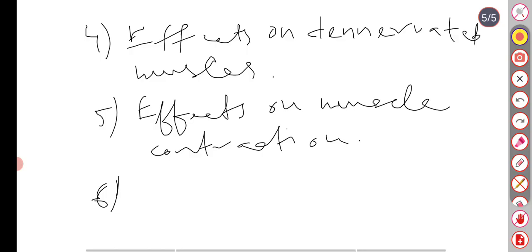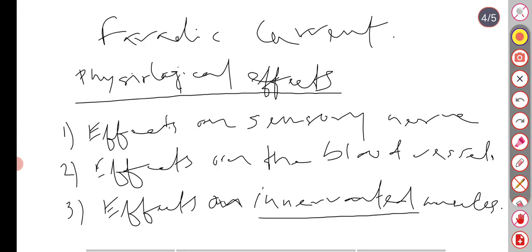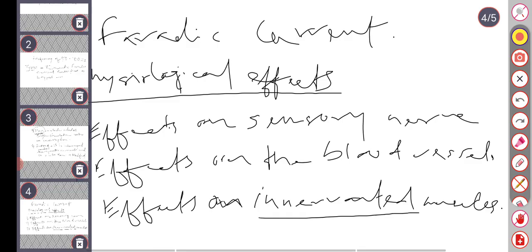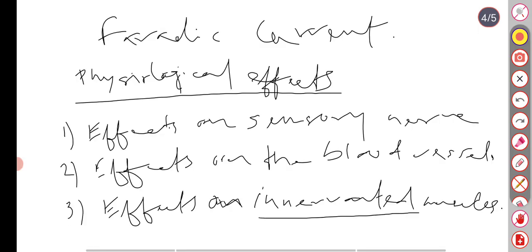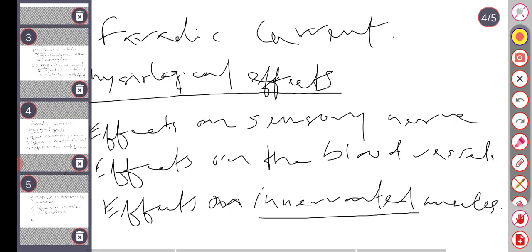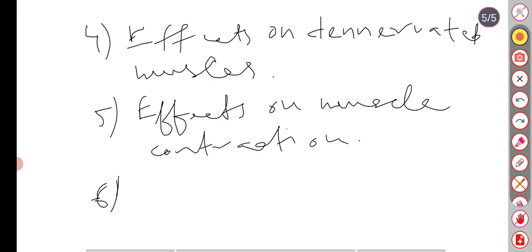So these are the basic physiological effects of Faradic type of current which are used in our day-to-day physiotherapeutic treatment. We have to study the details of these physiological effects later. First of all, we will know the basics, then we will study the deeper portion of Faradic type of current. The main physiological effects are five: effects on the sensory nerve, effects on the blood vessels, effects on the innervated muscles, effects on denervated muscles, and effects on muscle contraction.